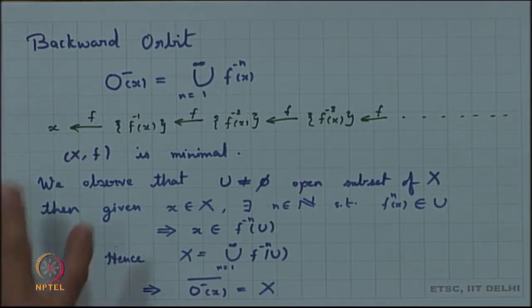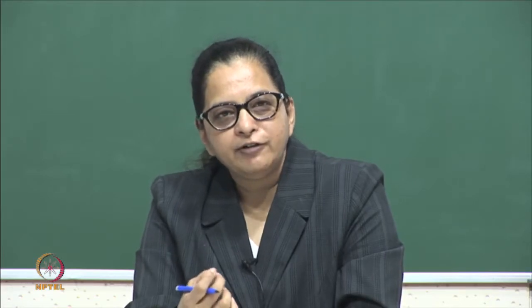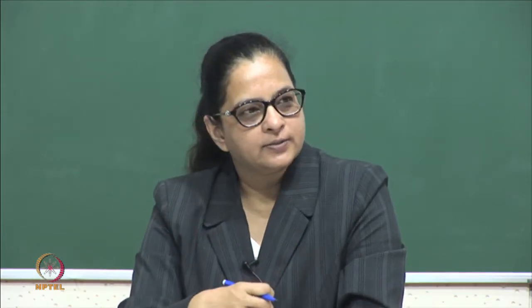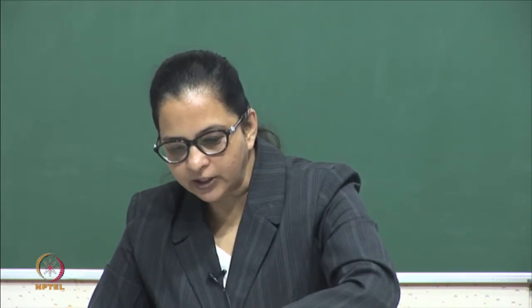Now, this is a very strange observation, because in minimality we know that every forward orbit is dense, but it also implies that every backward orbit is dense. So for minimal systems, forward orbits are dense as well as backward orbits are dense, and this leads to a very nice observation, and we shall try to see this observation.